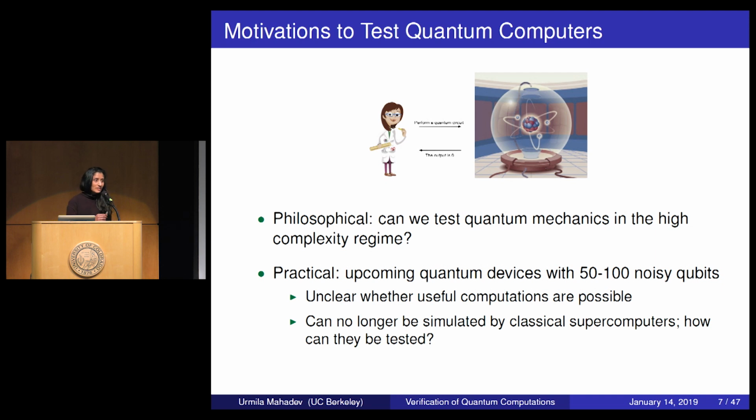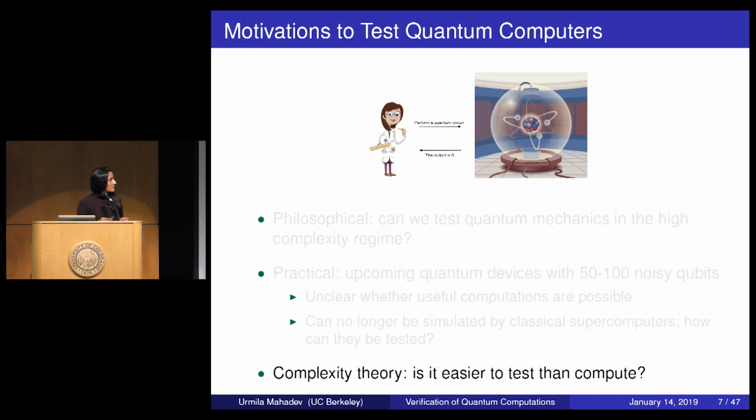Now, the final motivation comes from complexity theory. And in complexity theory, one of the most well-studied questions is whether it's easier to test the output of a computation than to actually compute the output. And you can think of this question of classical verification of quantum computations as exactly the question of testing versus computing. Because here I have an experimentalist. She can't compute the output to the quantum computation, but she still wants to be able to test it. Now, in complexity theory, the answer to this question of testing versus computing has been a resounding yes.